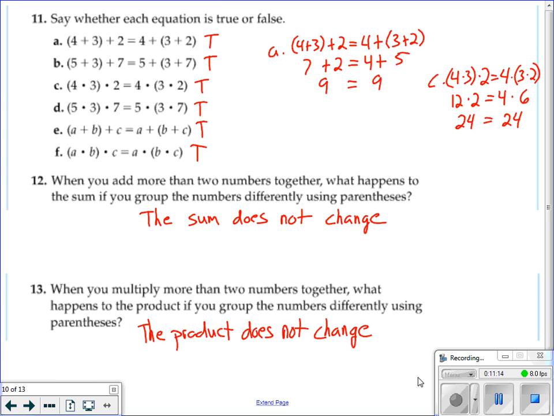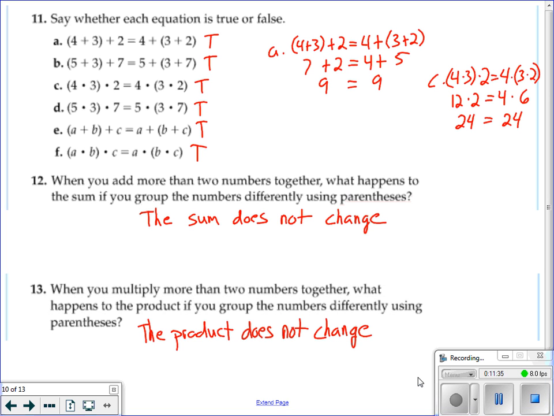Our next slide here talks about grouping addition and multiplication. So if you look at A, you'll notice on the left side they grouped the 4 plus 3 together, and on the right side they grouped the 3 plus 2 together. So the numbers are in the same order, they're just changing the grouping.